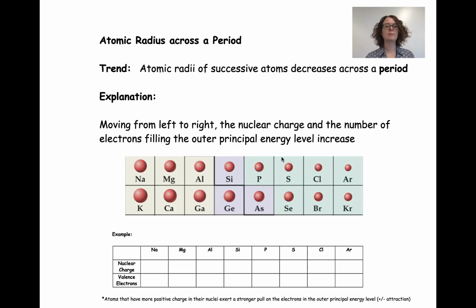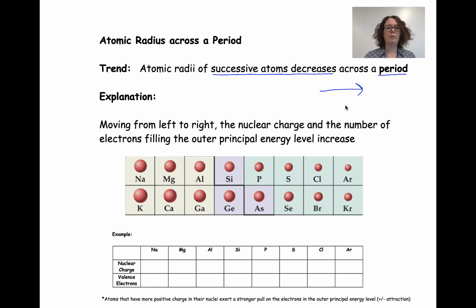valence shell. And if we look across a period on the periodic table, right, so a row, it turns out the atomic radius of atoms that are next to each other decreases as we move across the period from left to right. And this might seem a little bit counterintuitive because our atoms, as we go from left to right, are increasing in the number of protons and electrons. We might think that they get bigger.